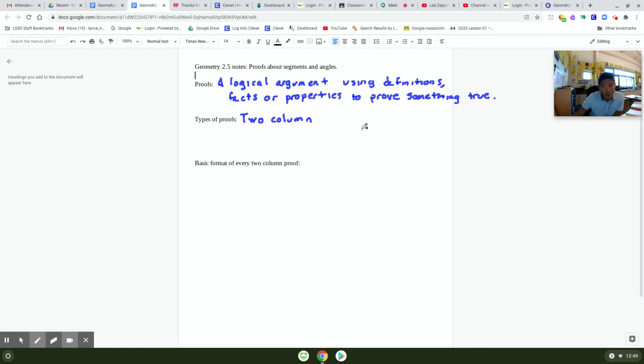So with your two-column proof, it's called that for a reason. You definitely have to have your two columns, but every two-column proof, no matter what you're trying to prove, has a basic format. There's something that's given. What's given is going to be different every time, so I'm just going to write something given, with a squiggly line or underline. There's definitely something that you always have to prove. That's why it's a two-column proof, because you're proving something. Again, that's going to vary from proof to proof. Usually you're given some sort of diagram as well to go along with your proof.